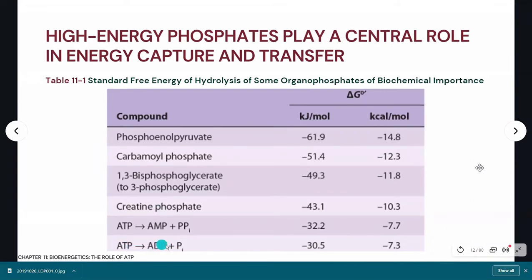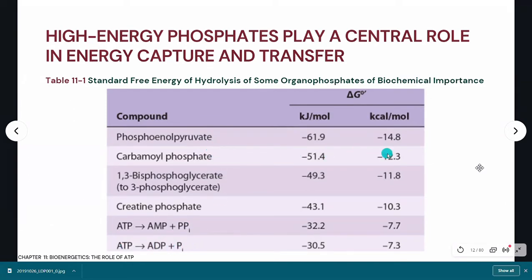So that the reaction goes this way. So you must have a high energy phosphate. And that high energy phosphate, you can get it from here, from here, from here, from here, or even from here. Because that's already 7.7. So you can add that one phosphate to ADP to become ATP. Or you can get this phosphate here to add to ADP to become ATP.